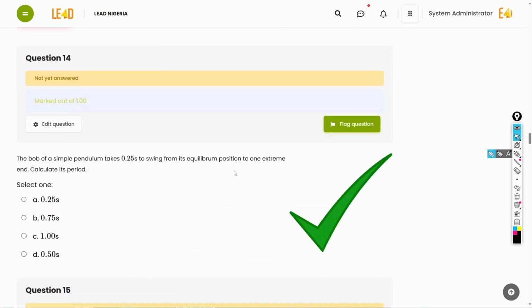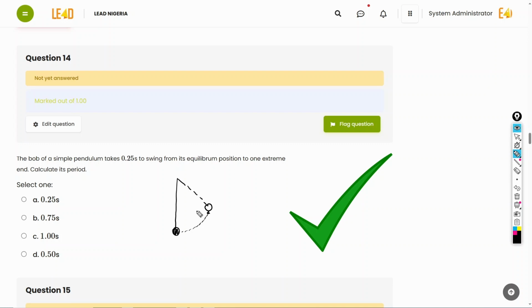The bob of a simple pendulum takes 0.25 seconds to swing from its equilibrium position to one extreme end. Calculate its period. Okay, so we need to draw this out and really think about it, right? So this is the bob here, and you're being told that it takes 0.25 seconds to swing from here over here. 0.25 seconds to swing all the way there.